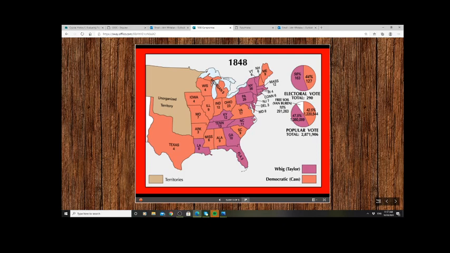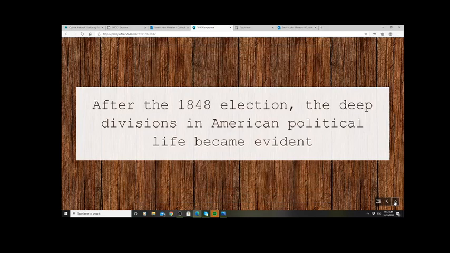There is no divide at this point based on political parties, but that's all going to change in the next 12 years or so. After the 1848 election, the deep divisions in American political life really become evident. The question is, how is Taylor's Whig administration going to deal with and address these problems?